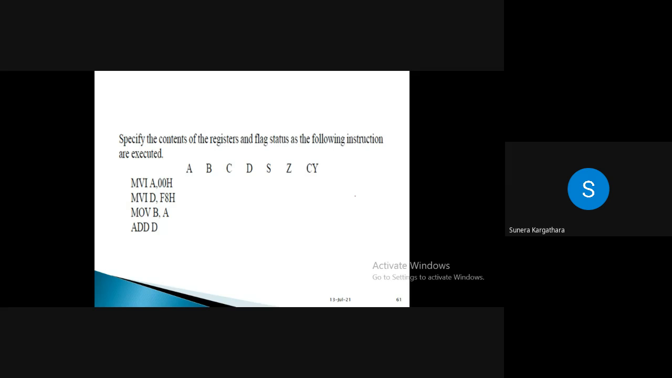Can you specify the content of register and flag as the following instructions are executed? After executing these instructions, you need to tell me the content of registers. So how many registers are involved? Register A, register B, register C, and register D. You need to tell me the content of these registers and the status of each and every flag. So auxiliary carry, sign, zero, parity, and then, right?